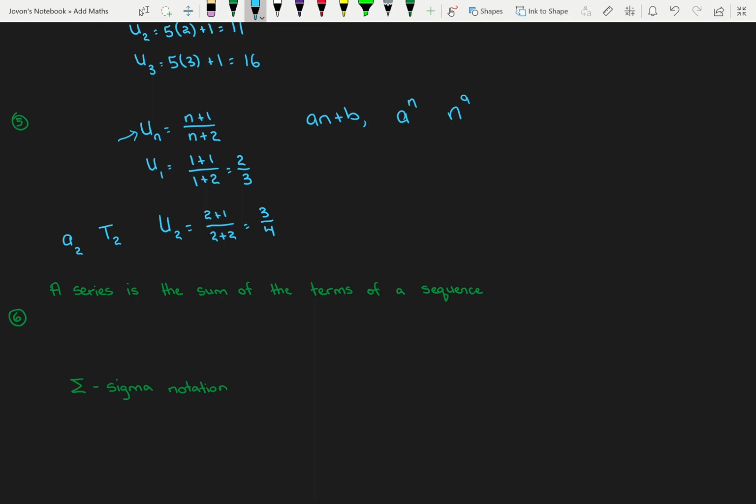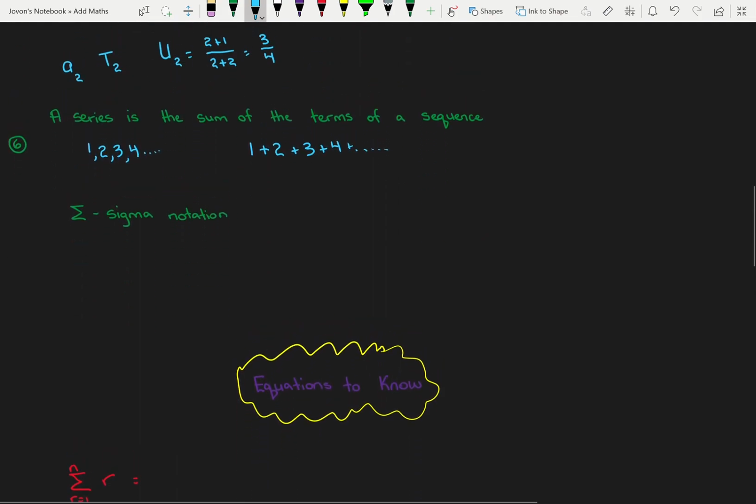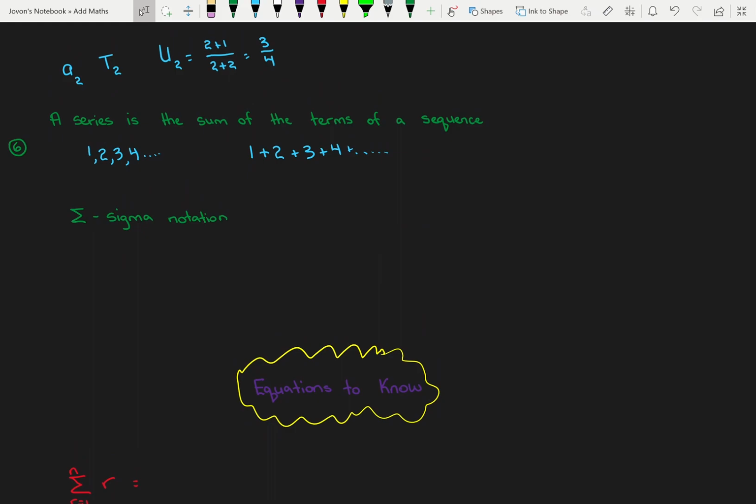Now, a series is different from a sequence. The difference is that a series is the sum of the terms in a sequence. So, for example, remember we had the first sequence 1, 2, 3, 4, and so on, right? Instead, a series is really 1 plus 2 plus 3 plus 4 and so on. So when in a sequence you just list the terms, a series actually adds up the terms. And when we write a series, we normally use sigma notation, right?